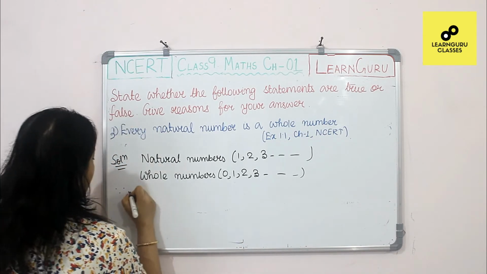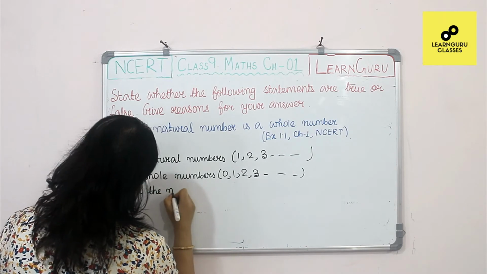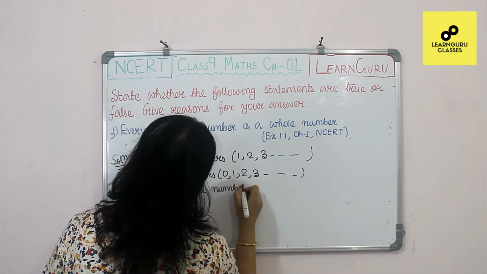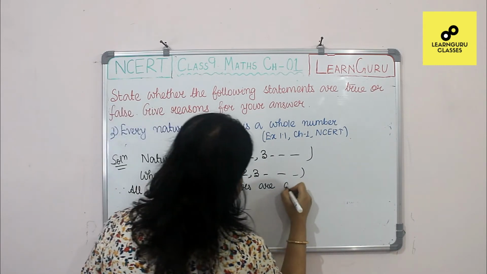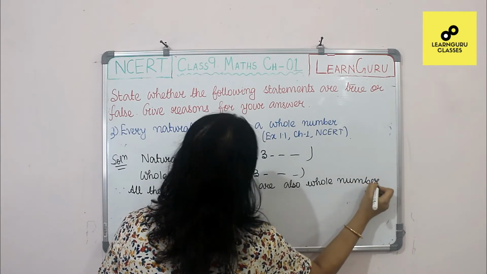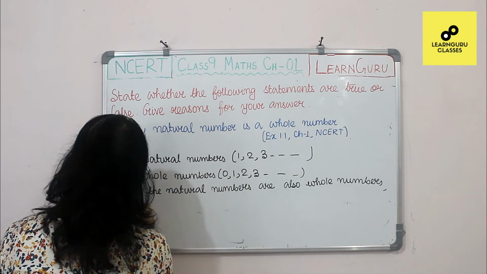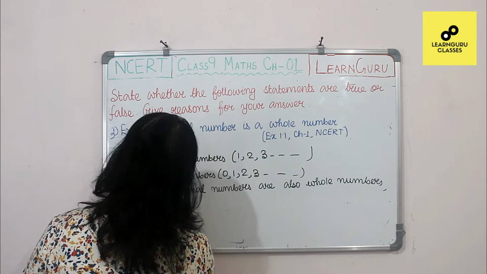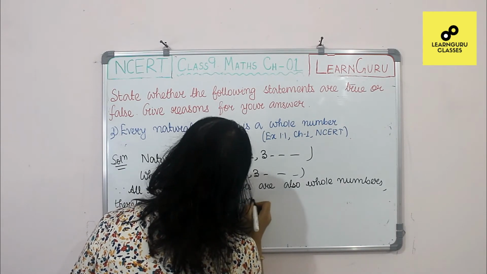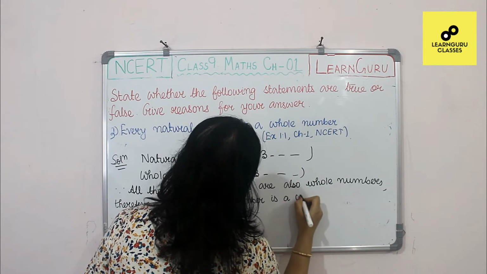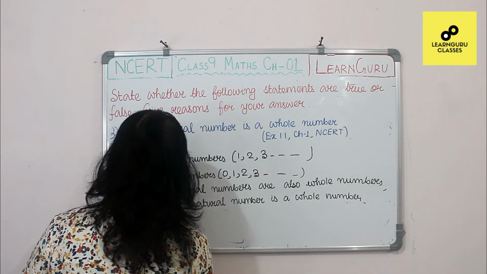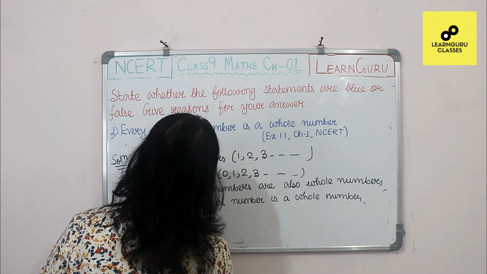Why? Since all the natural numbers are also whole numbers, therefore every natural number is a whole number. So, therefore, the statement is true.